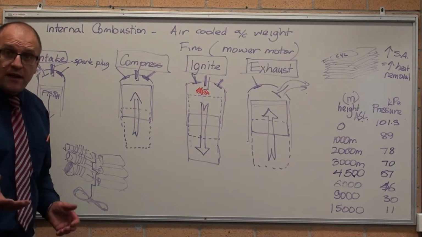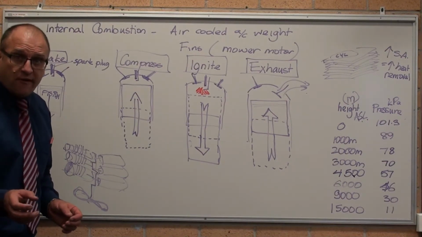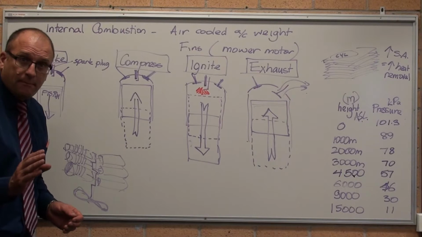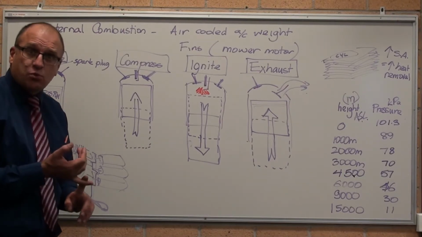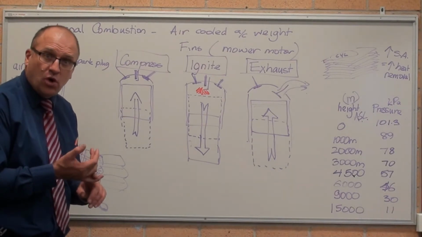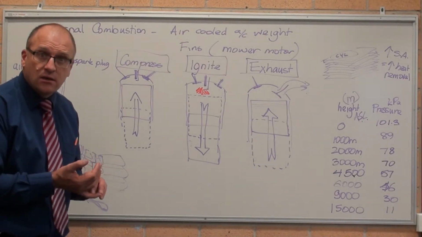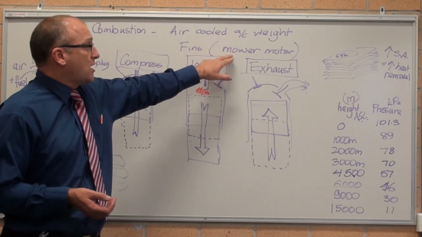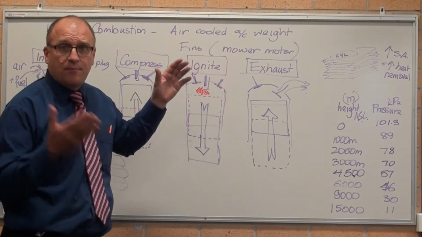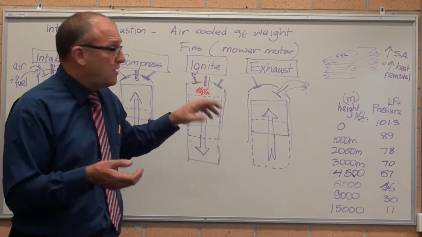The first form of engine mentioned in the syllabus for aeronautical is internal combustion. Key points: it's air-cooled, because with water-cooled engines you need to take water up in the air, which is weight. So it's an air-cooled motor. Think like a motor mower, where there's all the fins outside to get rid of the heat.